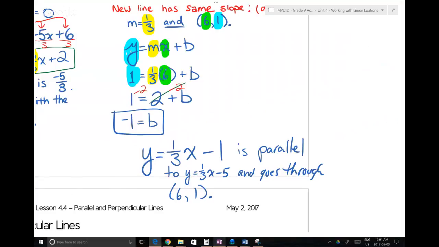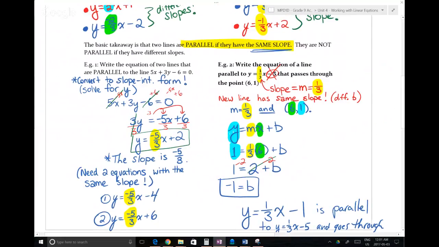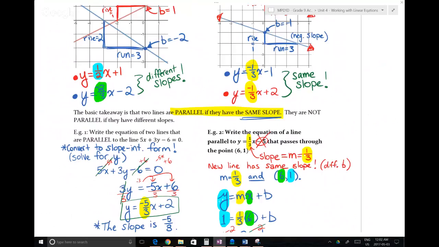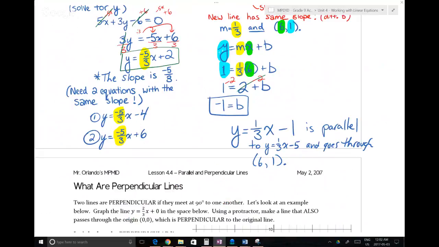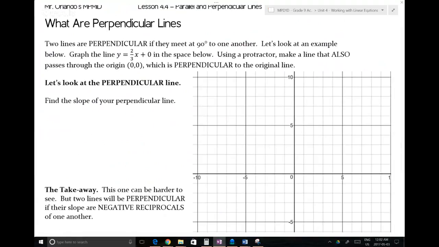So those are just a couple examples of the kind of questions I could ask you dealing with parallel. But the main takeaway, 2 lines are parallel if they have the same slope. The other thing I want to talk about are perpendicular lines. And 2 lines are perpendicular if they meet at 90 degrees to one another. If they make a 90-degree angle. And today, I'm going to again ask you to do a little bit of detective work.